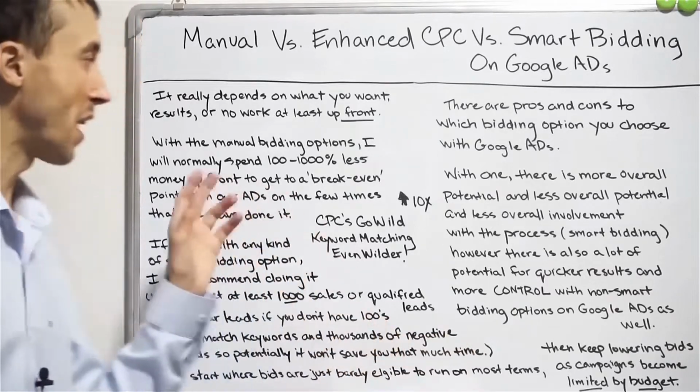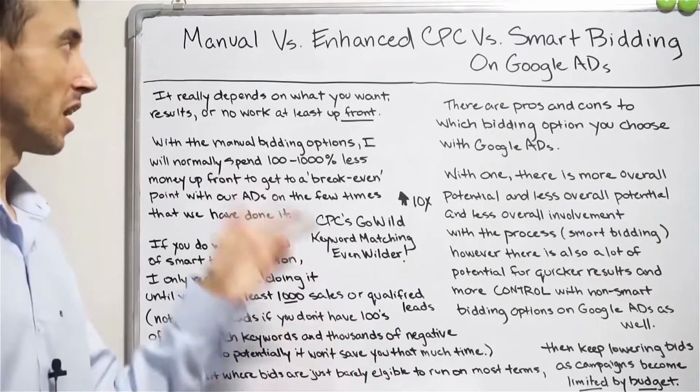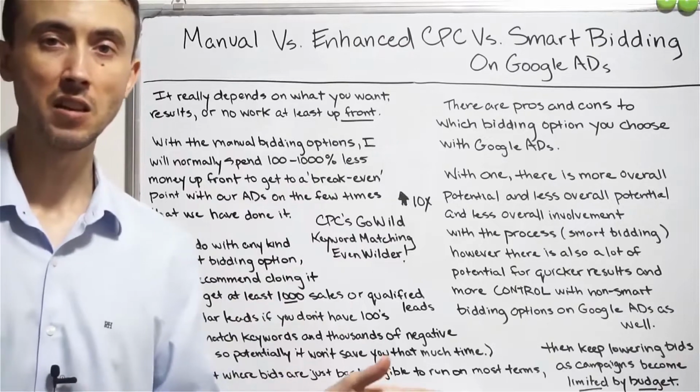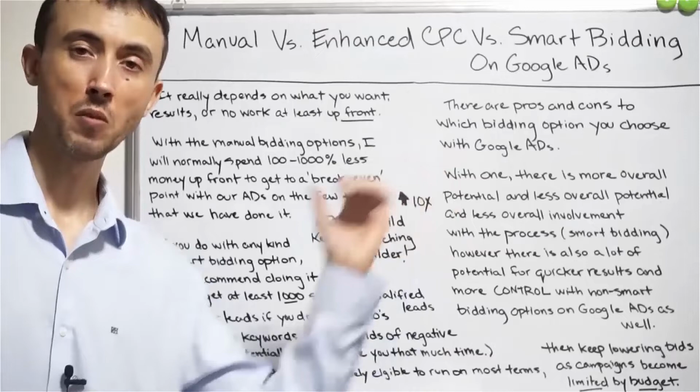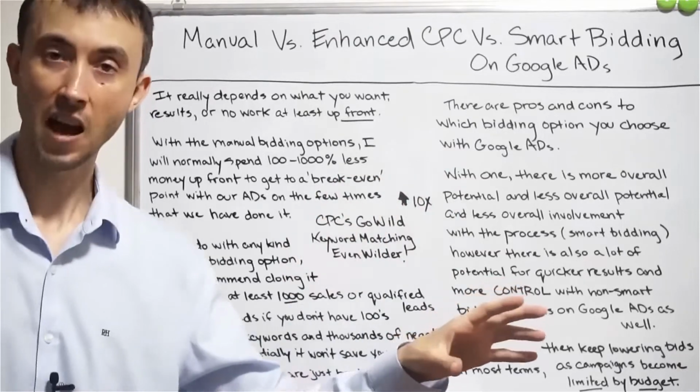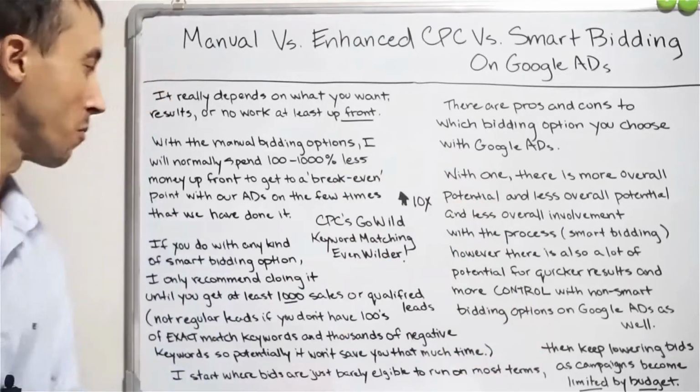Particularly as you can manage your bids pretty easily when you use enhanced CPC bidding, given that you're giving them the liberty to charge you a little bit more if somebody looks like they're going to be buying or have a higher conversion rate than normal.